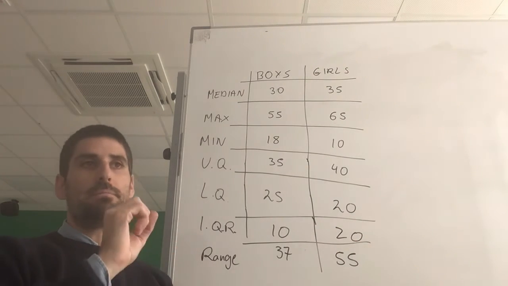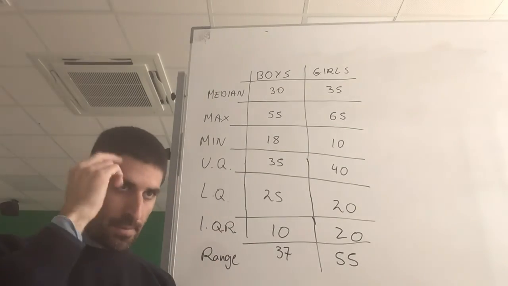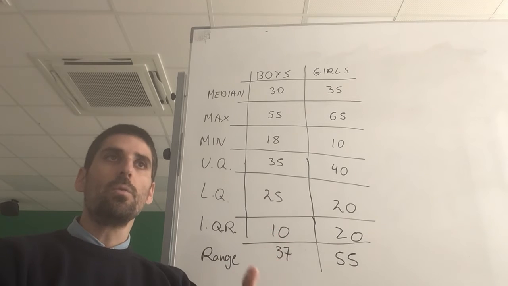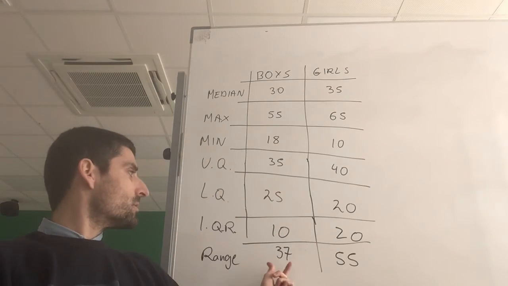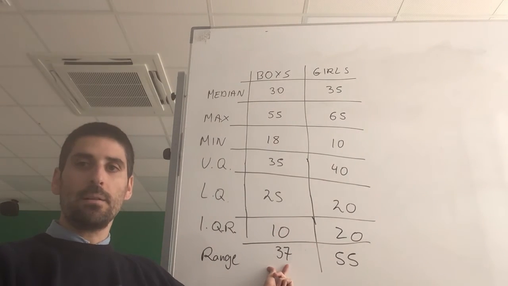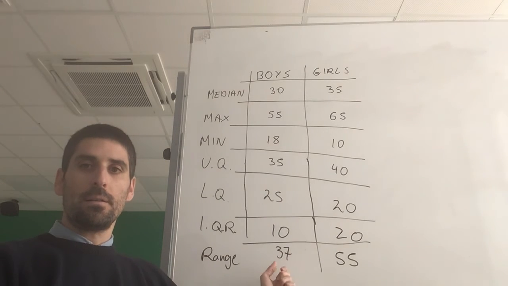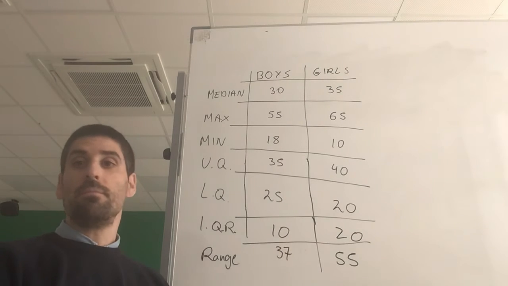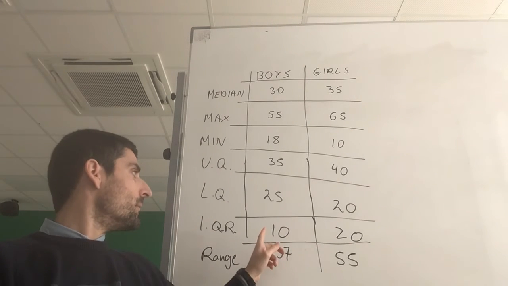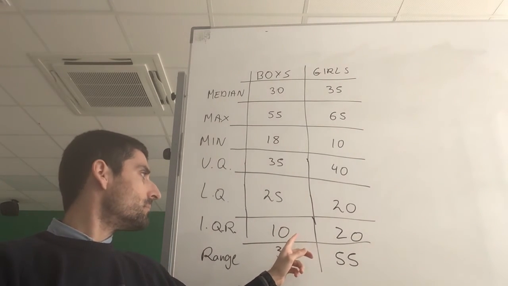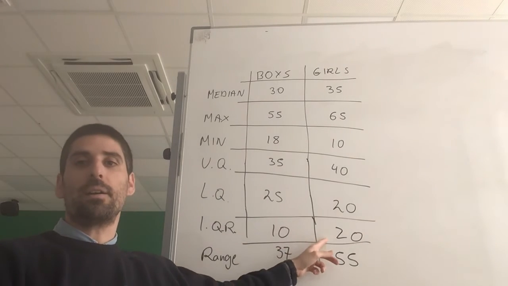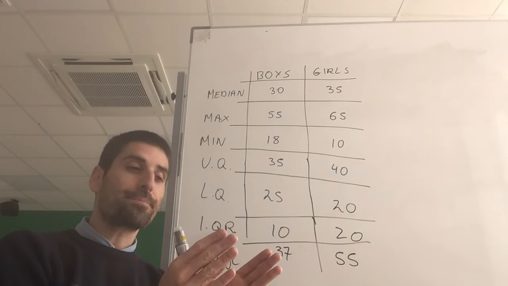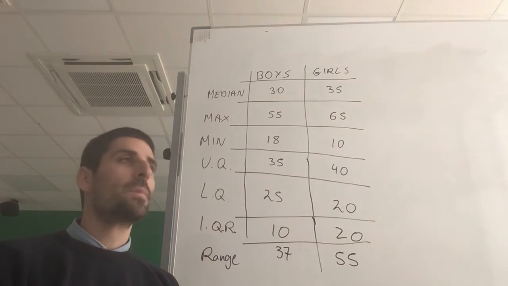A few notes, a few things to bear in mind. It is not necessarily going to always be the case that because the range is smaller, the interquartile range is also going to be smaller. That's not necessarily true. I could have a 30 here, or I could have a 25 here and a 20 there, and these numbers don't change. Okay? So that's not necessarily the case.